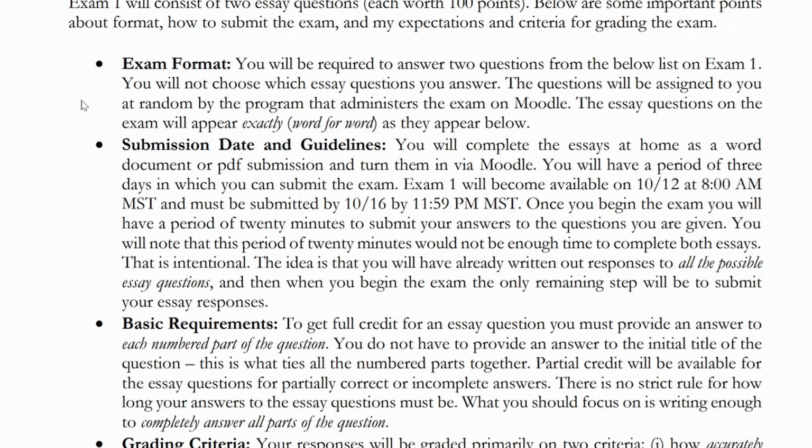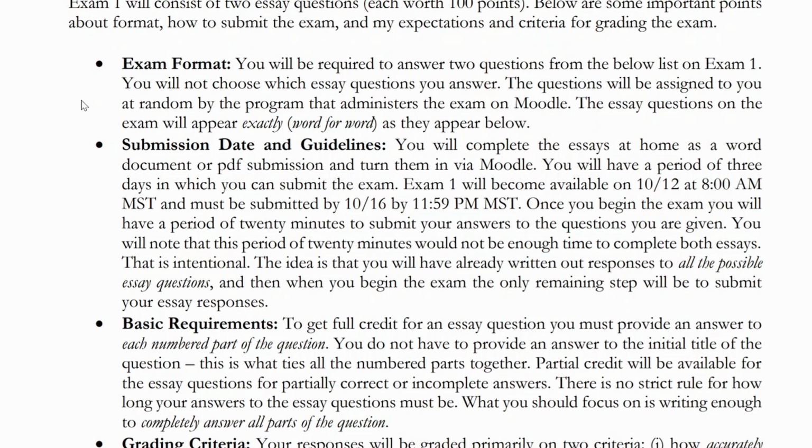For instance, exam 1 will take place during week 8 of the course. The program that administers the exam will open up on Monday the 12th of October at 8 a.m. and you have to submit your exam by Friday of that week, the 16th, at the end of the day. So one approach you could take is to wait till the very last minute, until that week, and then start preparing your answers to these essays.